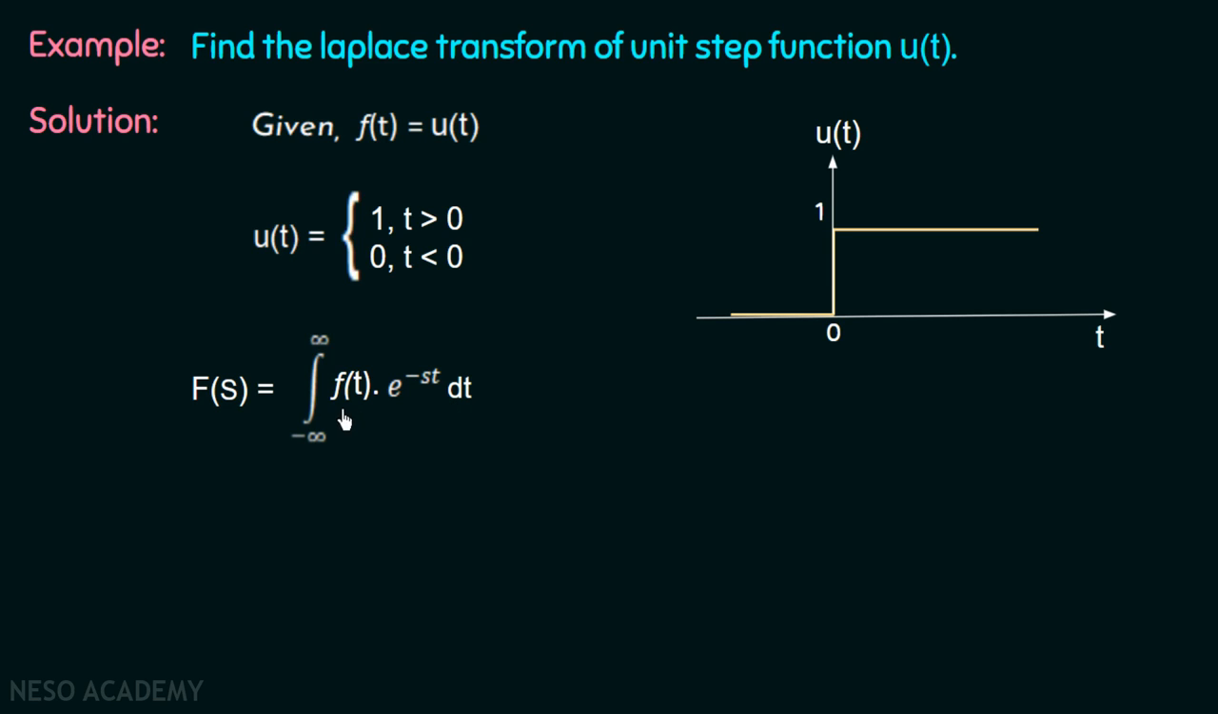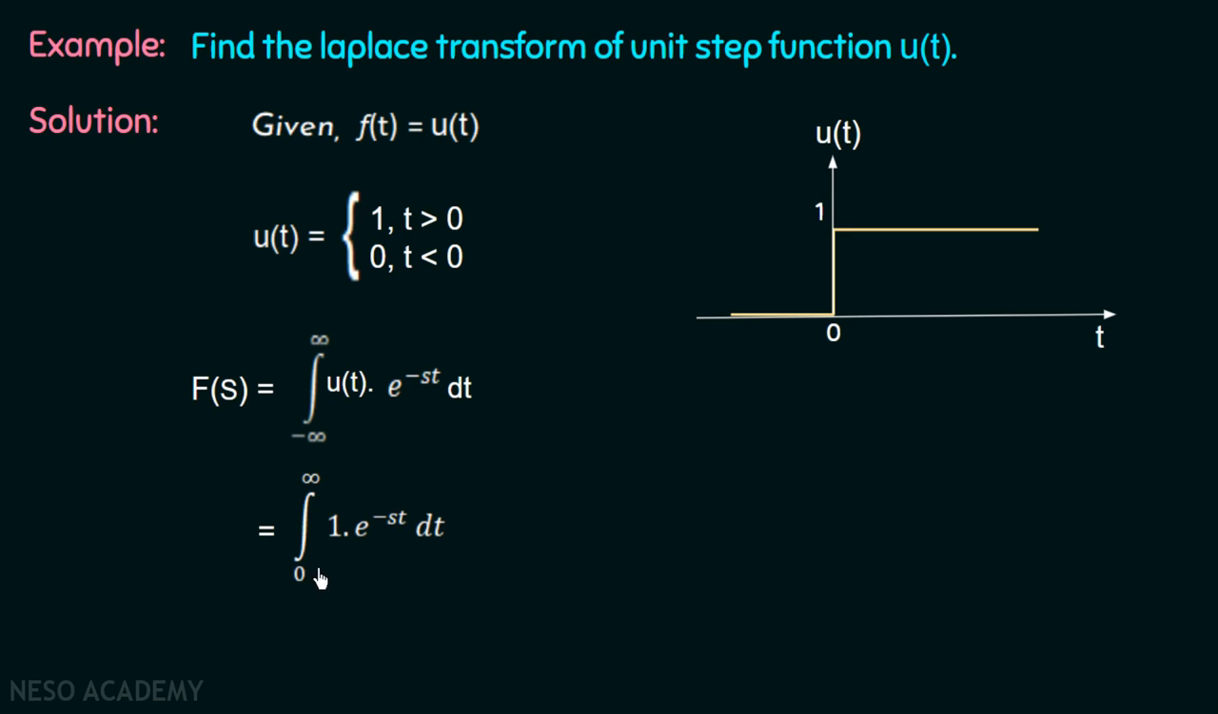Now we will replace this f of t by u(t) like this. From the definition of u(t), we know that it is equal to 1 when t is greater than 0 and it is 0 when t is less than 0. So the integral from minus infinity to 0 will become 0 because the function value is 0 in the left half plane, and on the right half plane the function value is 1. So our integral limits will change from 0 to infinity because the value from minus infinity to 0 is 0.